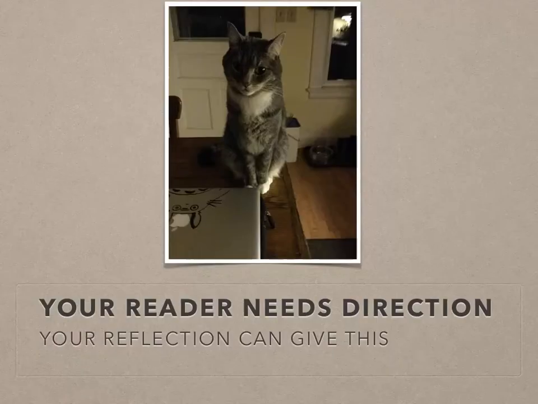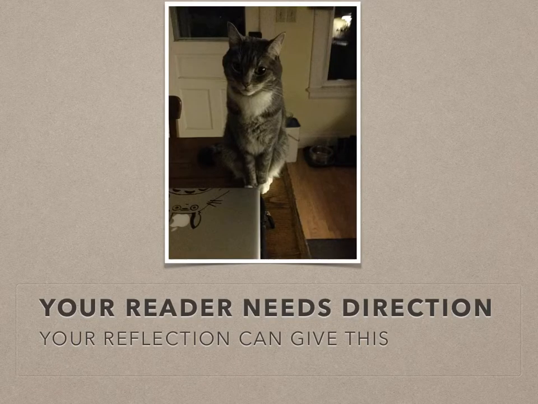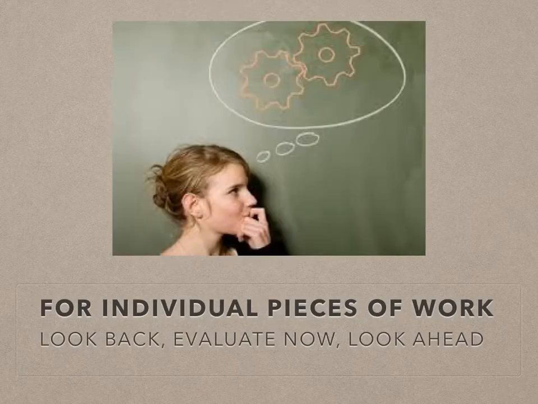One thing that's very important is that when you do your reflection, your reader needs direction in understanding the pieces of work that you've done. Your reflection can give this understanding. Your reflection helps your reader understand what was going on in your mind, what you brought to this, and how the reader can begin to make meaning out of the things that you have written.